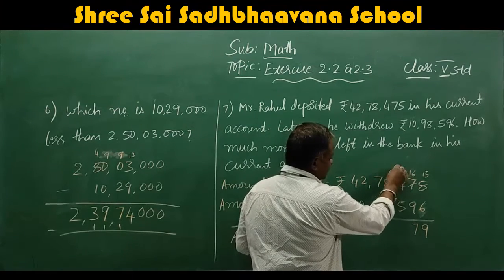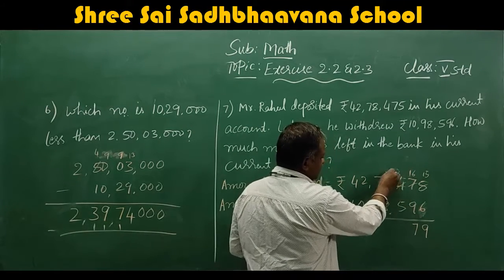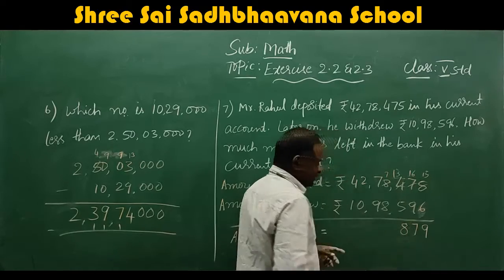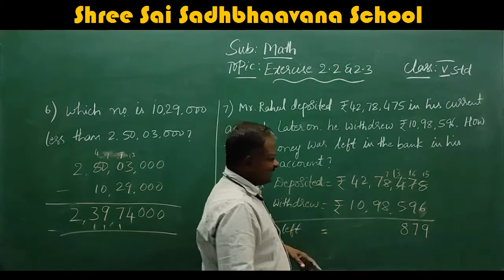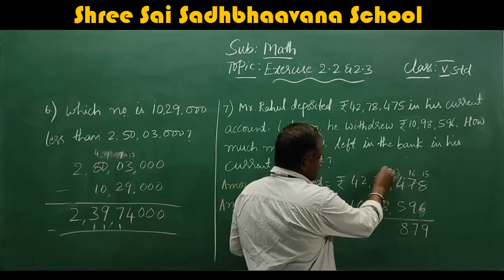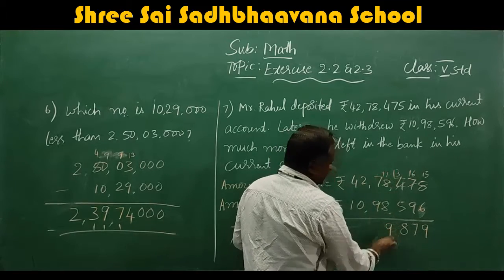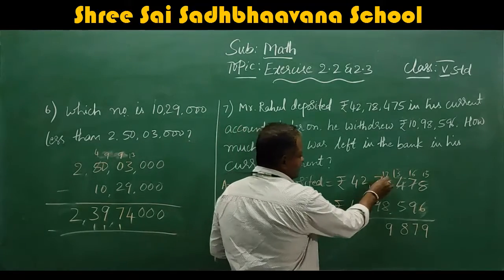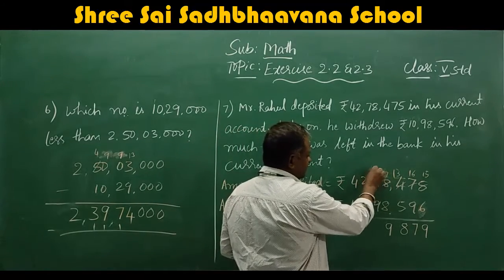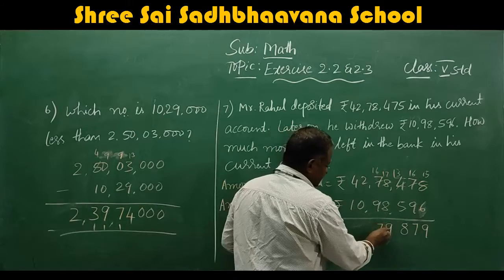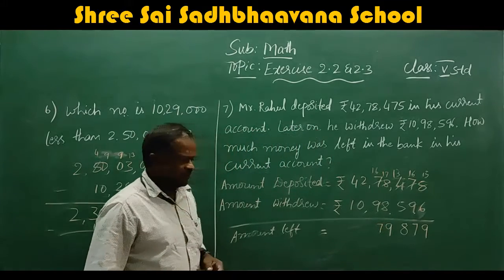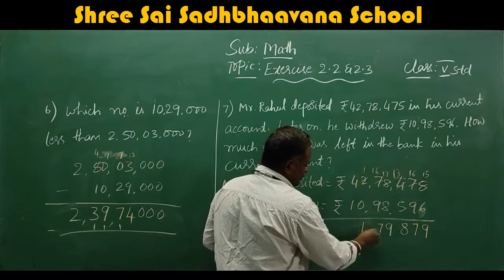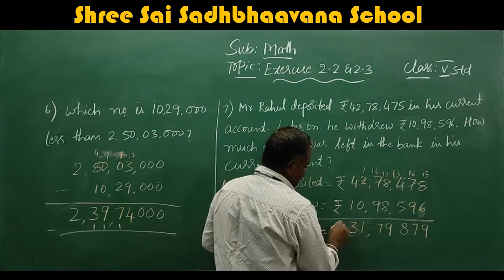Here take carry from 1 here, so this becomes 13. This becomes 7. 13 minus 5, 8. So this becomes 7 and 8, 17. 17 minus 8, 9. So this becomes 6. Take carry from 1 here, 16. 16 minus 9, 7. This becomes 1. 1 minus 0, 1. 4 minus 1, 3.